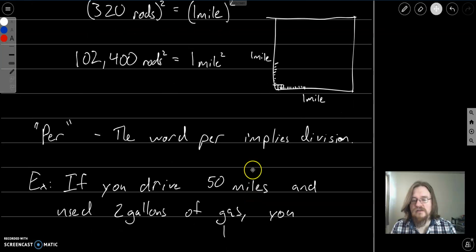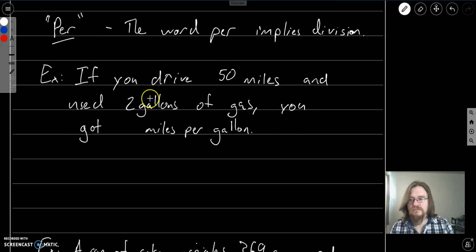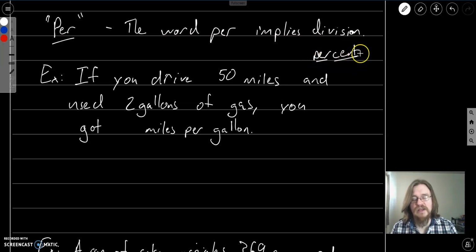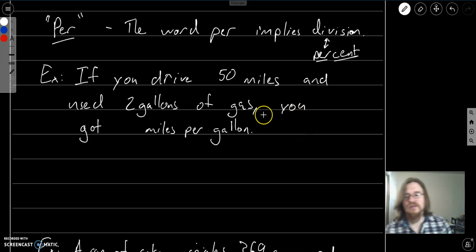The next little bit, we're going to be looking at the word per. And you may remember this from percent as well. And to find a percent, we divide it by 100. Cent meaning 100. The per is what means division. And we can take a look at a couple of examples and see where this comes up. So let's imagine we drive 50 miles and we use 2 gallons of gas.